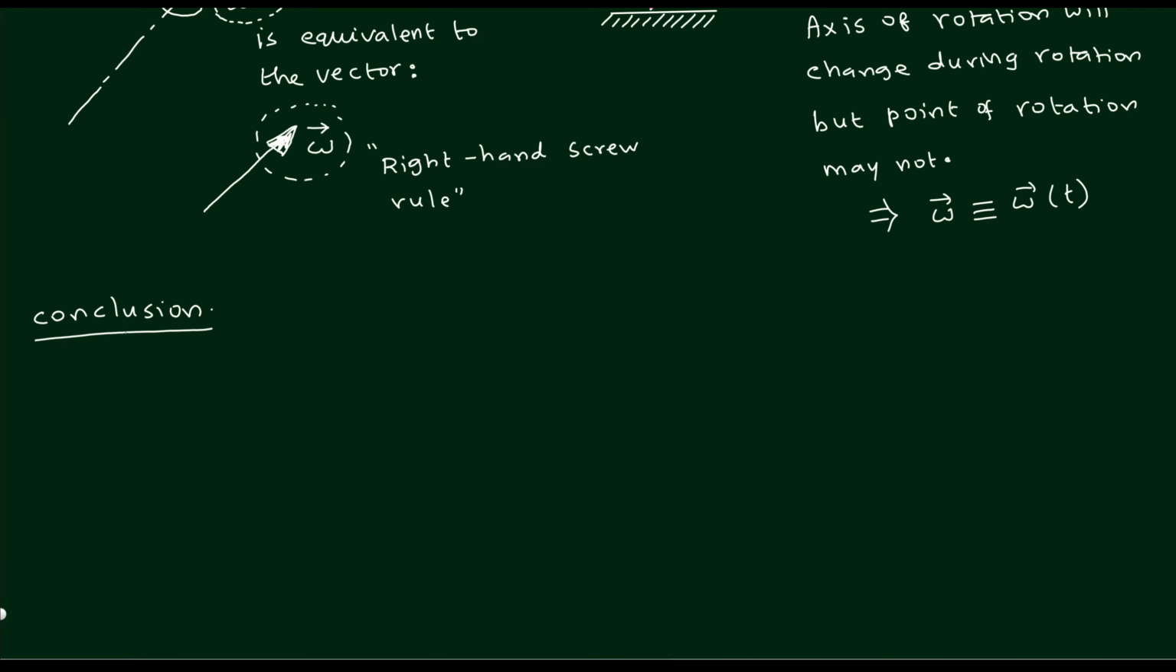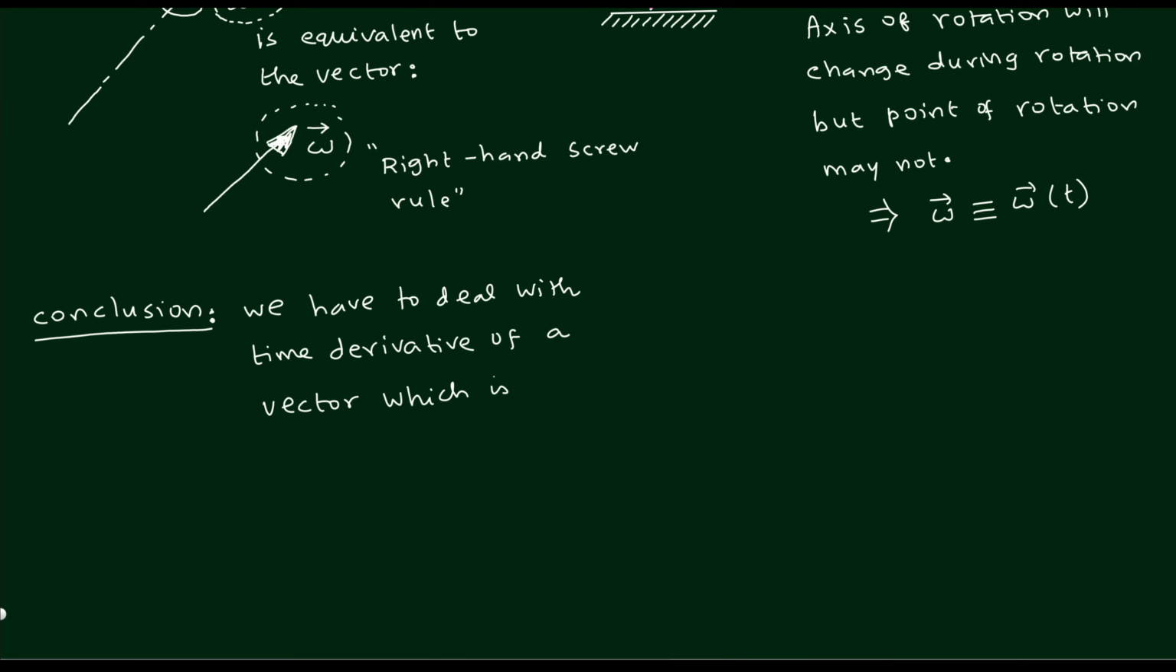Conclusion is, mathematically, what does it mean? When omega is a function of t, what is it that you want to do? Mathematically we have to perform a derivative. So let me write down that we have to deal with the time derivative of the vector. Because omega is a function of time, we have to perform a time derivative. Mathematically we can say any vector, but now omega means angular velocity. So even though mathematically we say it's a vector, practically we have to deal with the angular velocity vector. That is the meaning of this.